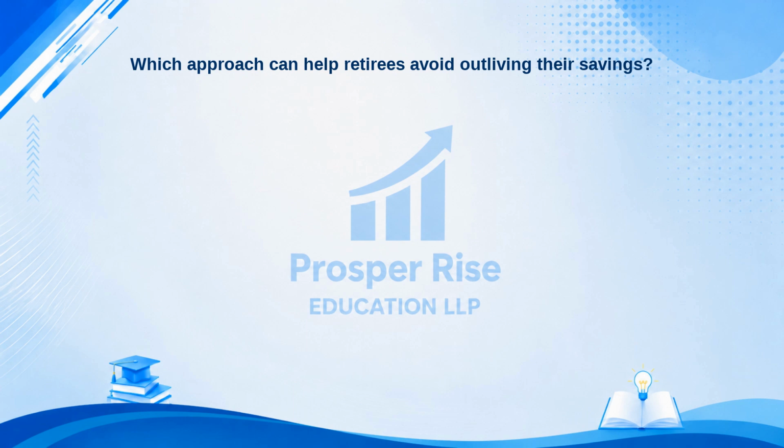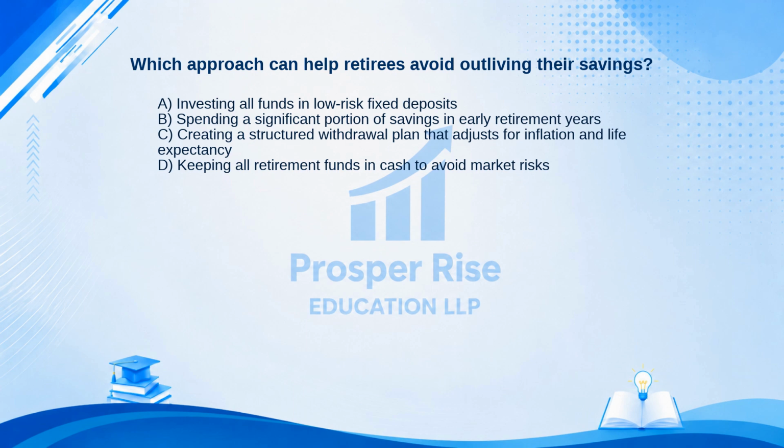Test your knowledge with this one. Which approach can help retirees avoid outliving their savings? Here are your options. A. Investing all funds in low-risk fixed deposits. B. Spending a significant portion of savings in early retirement years. C. Creating a structured withdrawal plan that adjusts for inflation and life expectancy. Or D. Keeping all retirement funds in cash to avoid market risks.